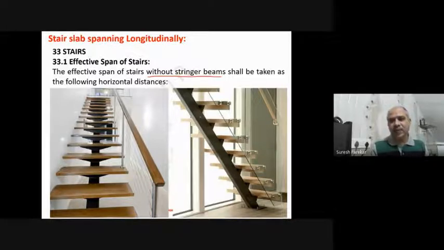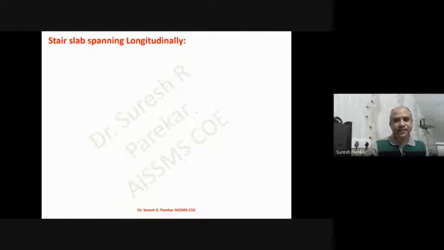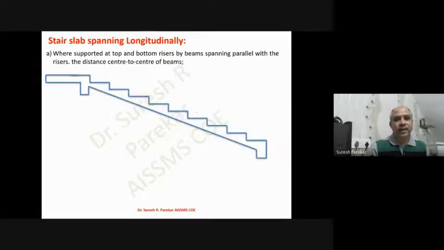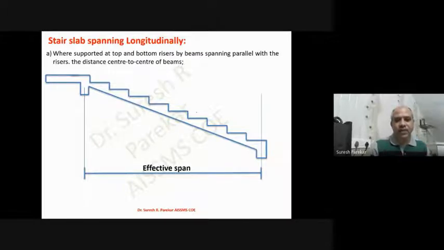So slab we are going to consider in this fashion. Likewise, we have these stringer beams which may be provided at center. Then stair slab spanning longitudinally. Then when beams we have at the topmost or bottommost stair, then we have center to center distance, that will be effective span.